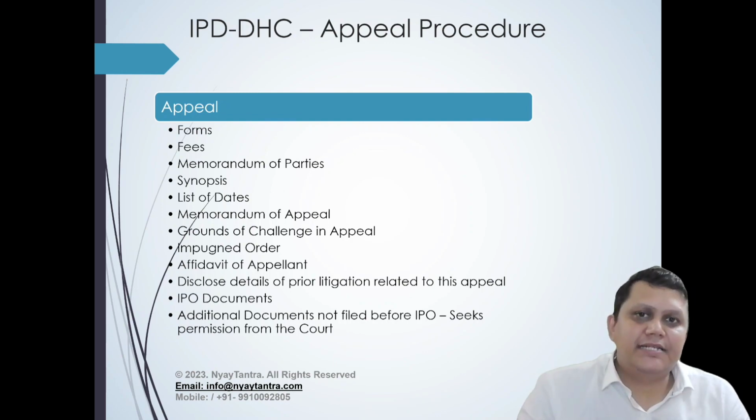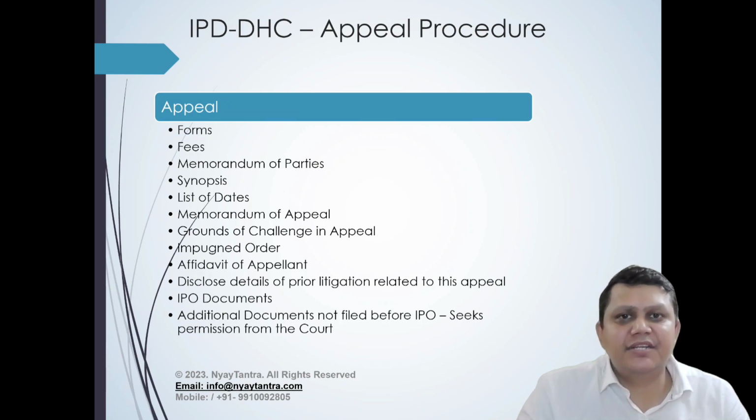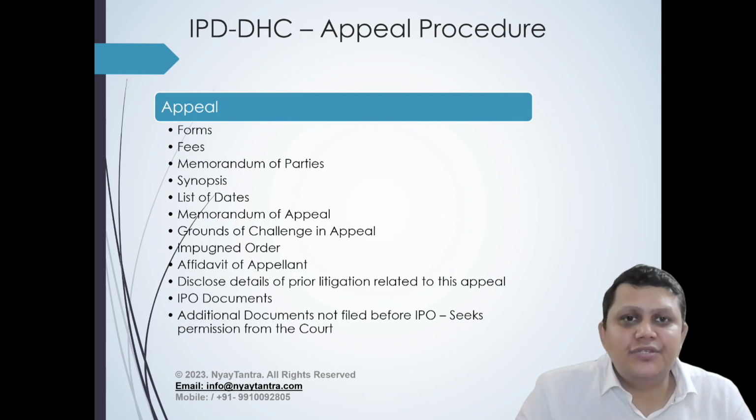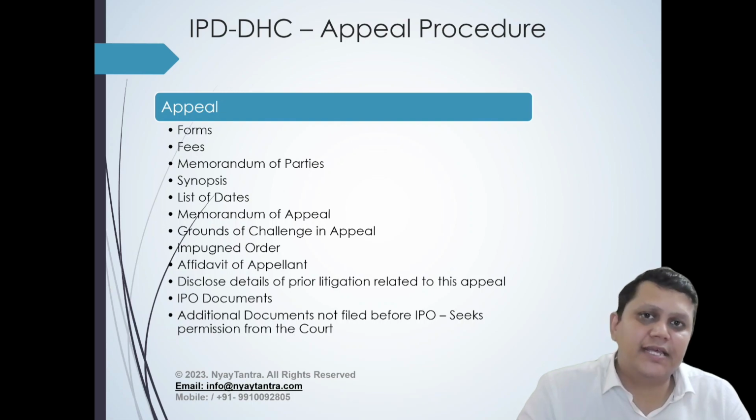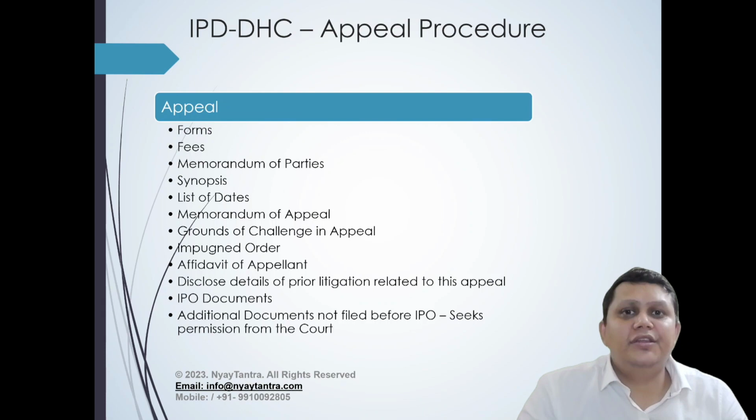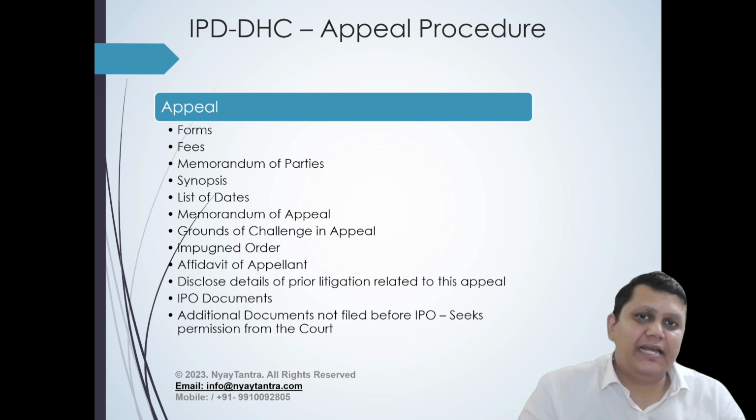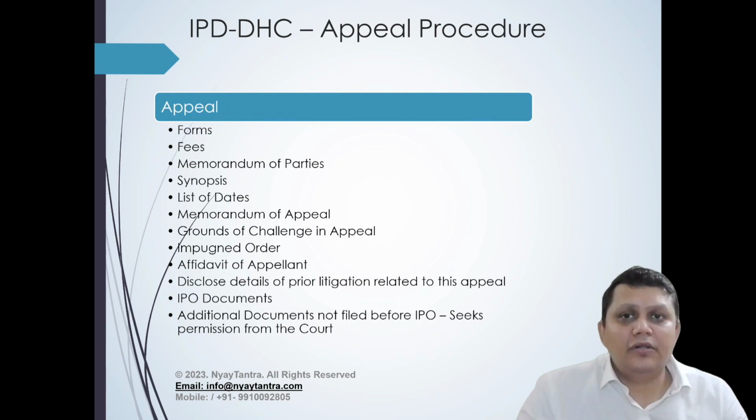In another example, let's say the patent office rejected your patent on a ground which was never shared with you earlier in any first examination report or second examination report. In that case, you have a ground to challenge the impugned order because you never got an opportunity to put forward your case before the Controller of Patents on the new objections raised. In this way, you have to clearly and explicitly include all the various grounds based on which you are going to challenge the impugned order or the decision of the Intellectual Property Office in India.